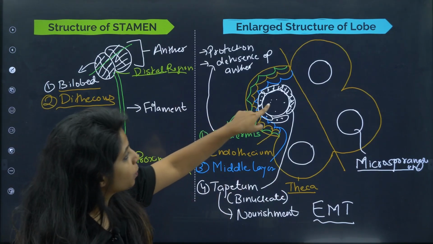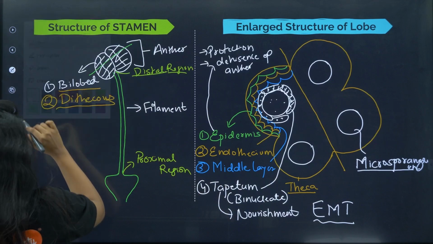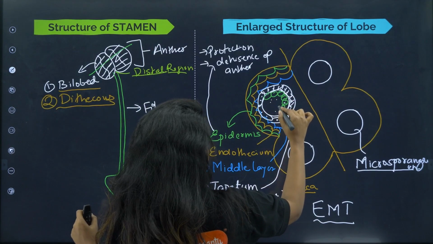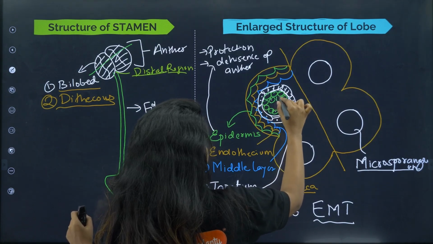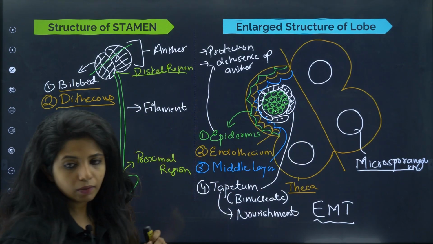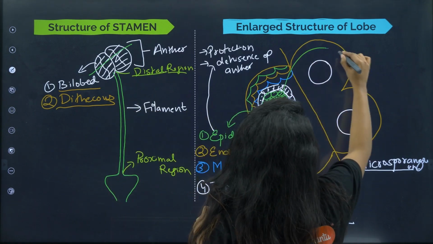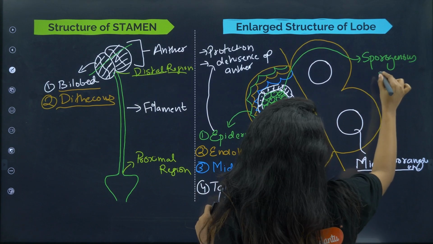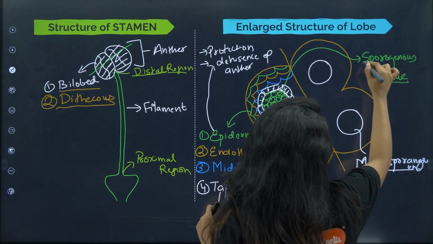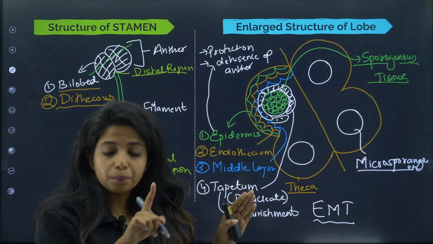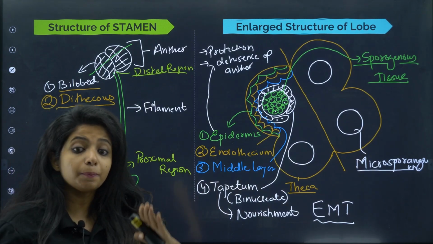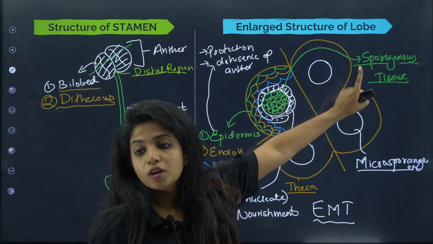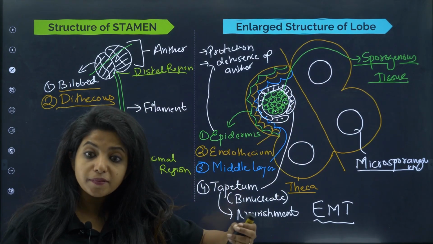Agreed? Now microsporangium, if you see, children, it is made up of so many cells. What do you call them? You call it sporogenous tissue. So microsporangium is a place where the pollen grains would be formed. It's not the pollen grain, it's a place where the pollen grains will be formed. And microsporangium has lots and lots of what? Sporogenous tissue. Now, what happens to the sporogenous tissue?